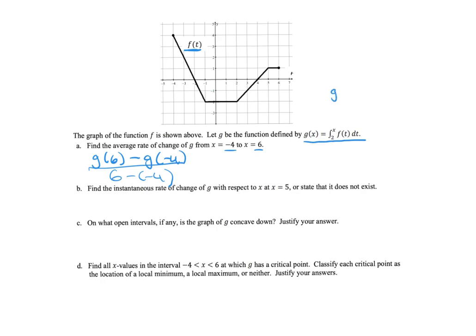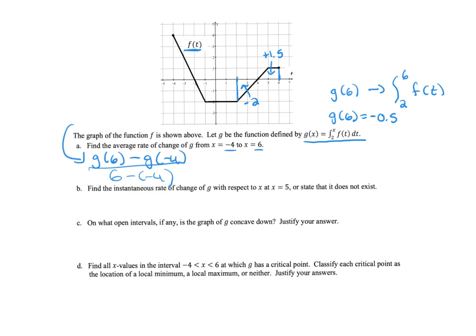Okay, so g of 6 is the accumulation of that function from 2 to 6. So for g of 6, we are finding the area from 2 to 6. So here looks like -2, and then here is a positive 1.5. So then g of 6 is going to equal negative 0.5. So you're just completing that to find the average rate of change.